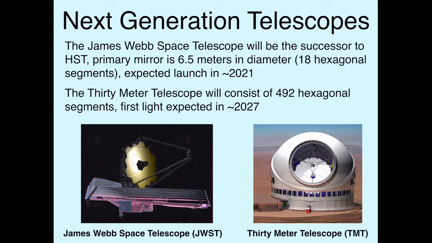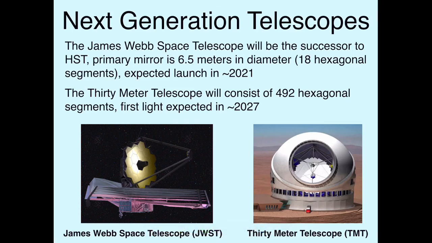So the Hubble Space Telescope is already quite old, so it's time for something new to replace it, something that's more powerful, and that will be the James Webb Space Telescope. The primary mirror of the James Webb Space Telescope is going to be 6.5 meters in diameter, so much larger than Hubble. And it's so big that we can't make it out of a single segment. It's going to consist of 18 hexagonal segments arranged in the honeycomb structure we saw before, like this.